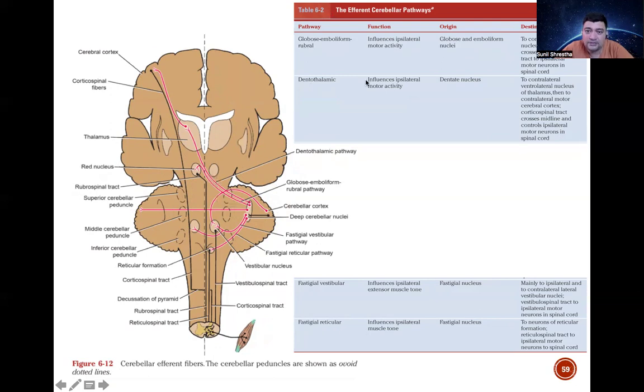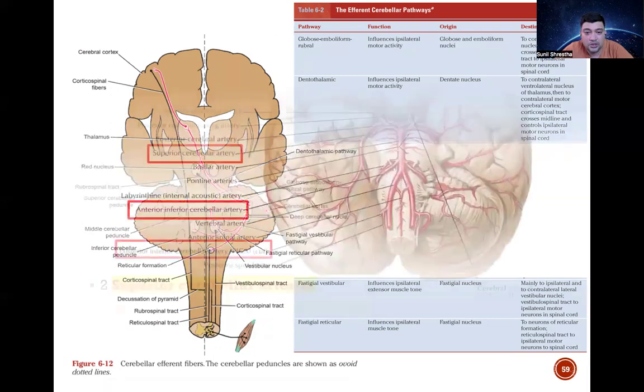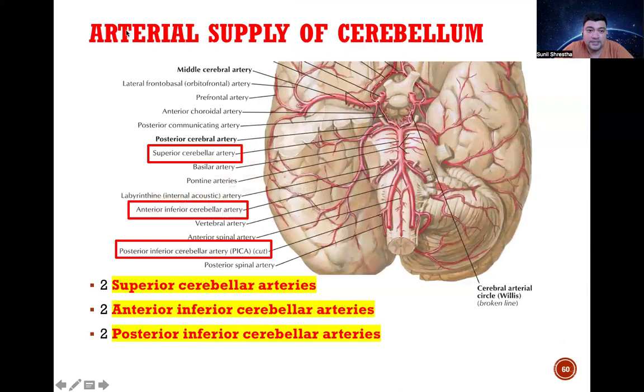So there are different pathways that are actually providing the efferent pathways. So they are controlling the different parts with the help of these pathways. Okay. So, blood supply of the cerebellum.